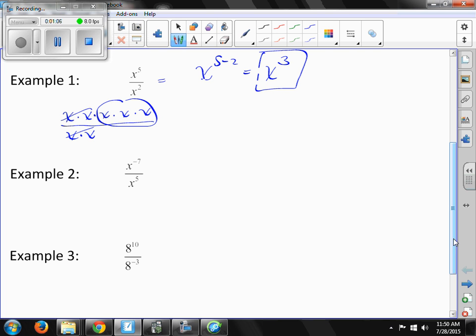Example 2. Now we have to remember we can either use the quotient rule, but I prefer to rewrite this with a positive exponent. Remember that x to the negative 7 is the same as 1 over x to the 7th. So I'm going to change this to 1 over x to the 7th. Now x to the 5th is already in the denominator, so I'll have x to the 5th, which would give me 1 over x to the 12th.